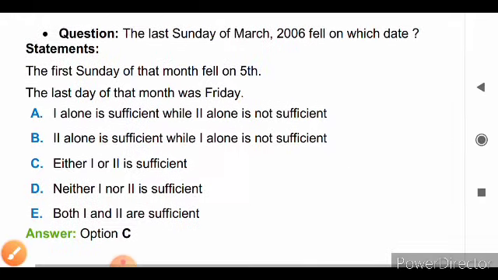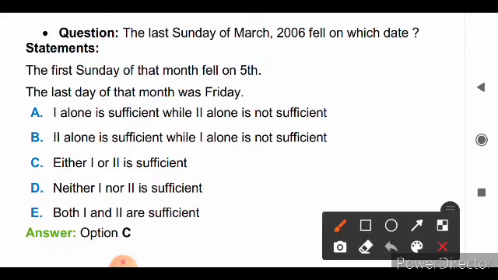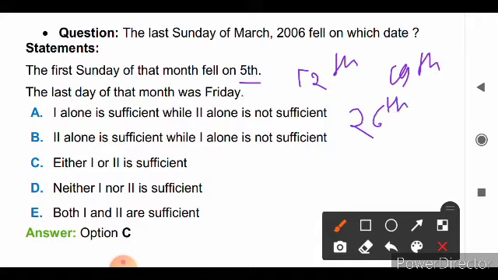Next question is, the last Sunday of March 2006 fell on which date? Statement 1 is the first Sunday of that month fell on 5th. Statement 2 is the last day of that month was Friday. So from statement 1 we can say 5th, 12th, 19th and 26th of March were Sundays in 2006. So we can say the last Sunday fell on 26th.